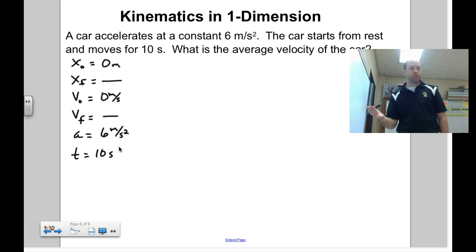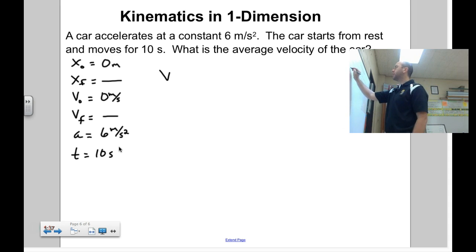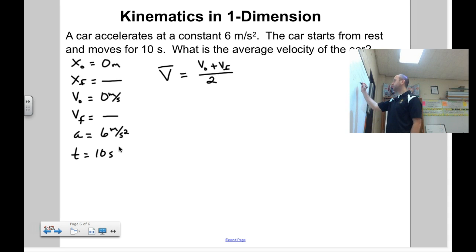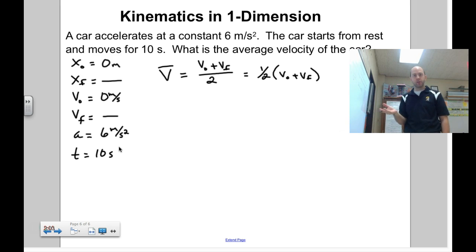They're asking for average velocity. And what is the equation for average velocity? Well, average velocity is V naught plus VF divided by 2. Another way of writing that sometimes could be 1/2 times the quantity V naught plus VF. Because it's average. Average, again, is when you add everything up and divide by however many things there are.